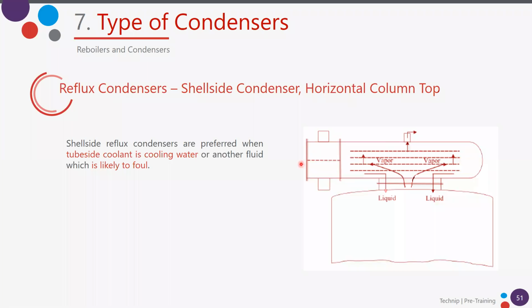With a horizontal condenser with cooling water placed inside the tubes, it is easy to open this part and to clean the inside of the tubes than with a vertical condenser type. So with fouling fluids as the coolant, we prefer horizontal condensers.